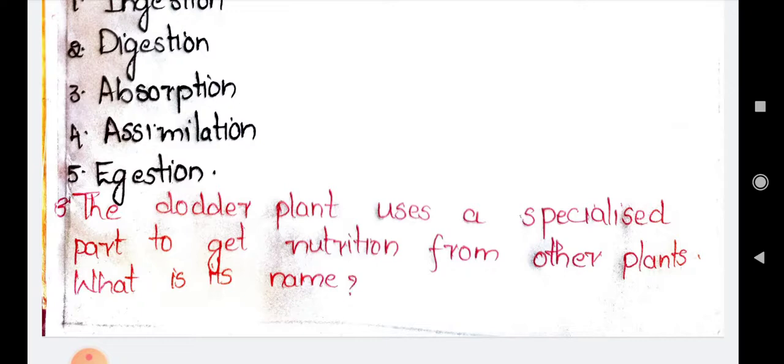The parasite will have some root-like structures. Here the Cuscuta is a parasitic plant, so the Cuscuta will have some root-like structures. These root-like structures are called haustoria. These haustoria will penetrate into the body of the host and collect the nutrients from the host body. So the dodder plant uses a specialized part to get nutrition from other plants. What is its name? Haustoria is the name for it. The parasitic plant has root-like structures called haustoria, with which it absorbs the nutrients from the host plant.